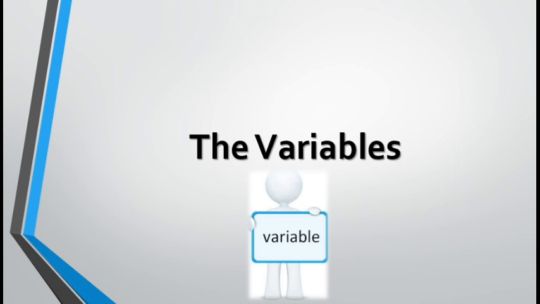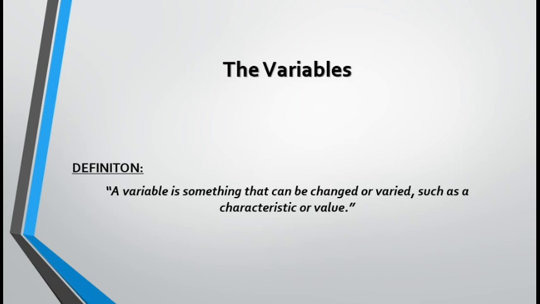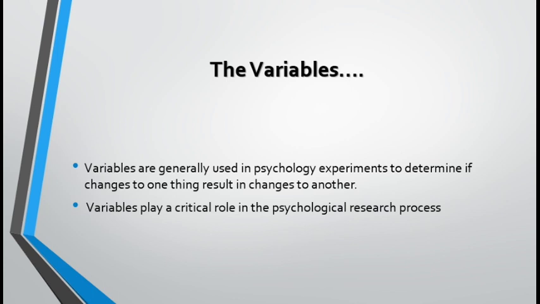Now let's start with the variables. First of all, we will go for the definition. A variable is something that can be changed or varied, such as a characteristic or a value. Variables are generally used in psychological experiments to determine if changes to one thing result in changes to another. Variables play a crucial role in the psychological research process.